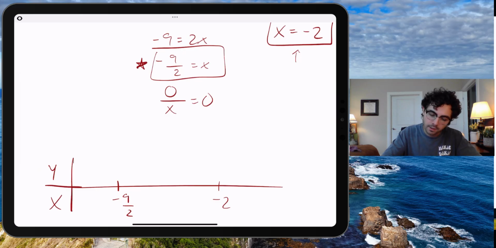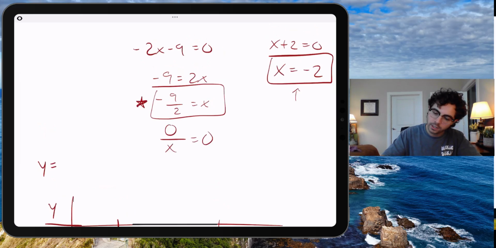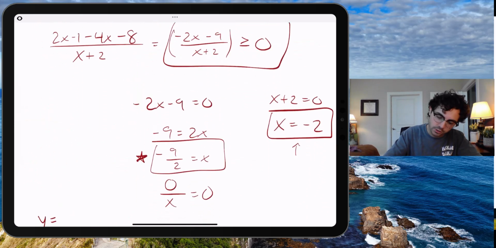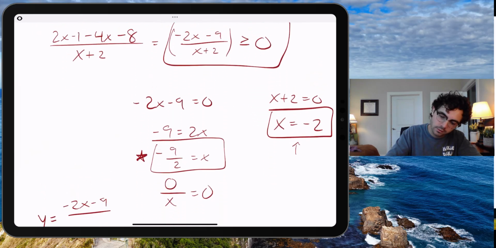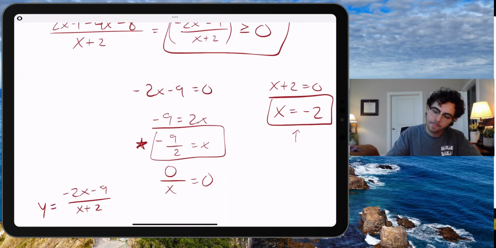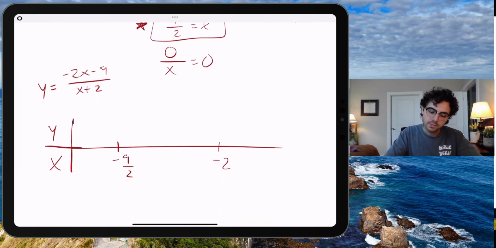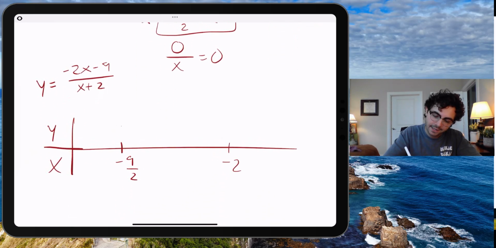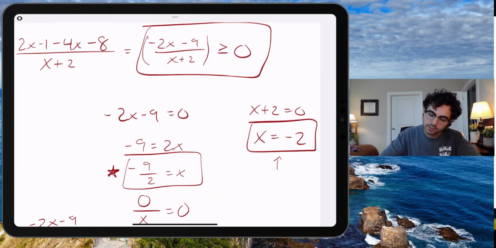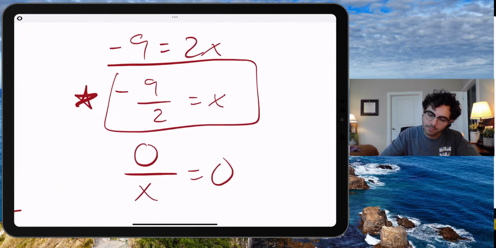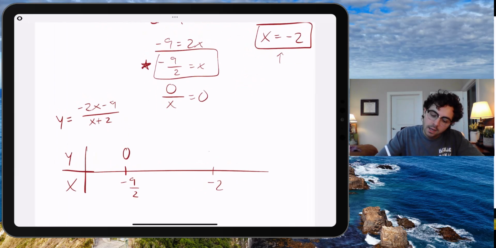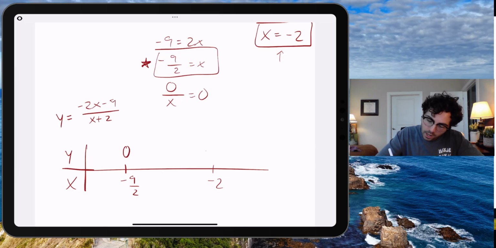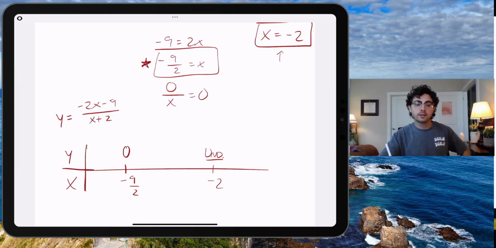So notice I've said y here. What I mean by y is this expression. That's just a nice shorthand I like to use. I'm basically treating this expression as if it were a function. So what I'm doing is saying that at negative 9/2 we know that y was equal to 0, because again, negative 9/2 made the numerator equal to 0, which makes the whole expression equal to 0. When x is negative 2, y was undefined because it made the denominator equal to 0.